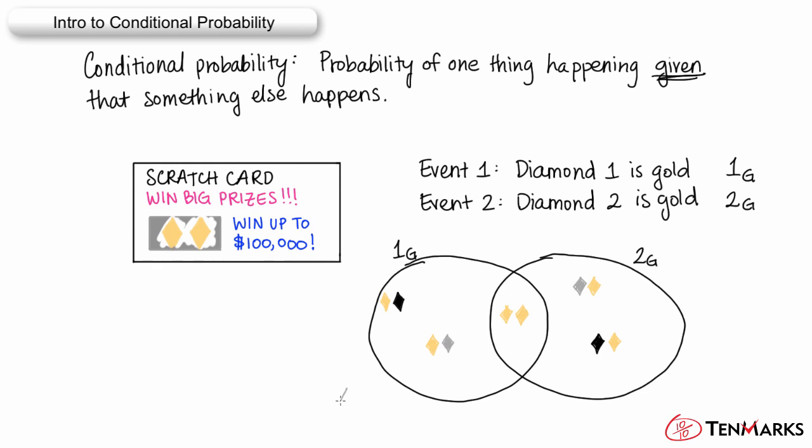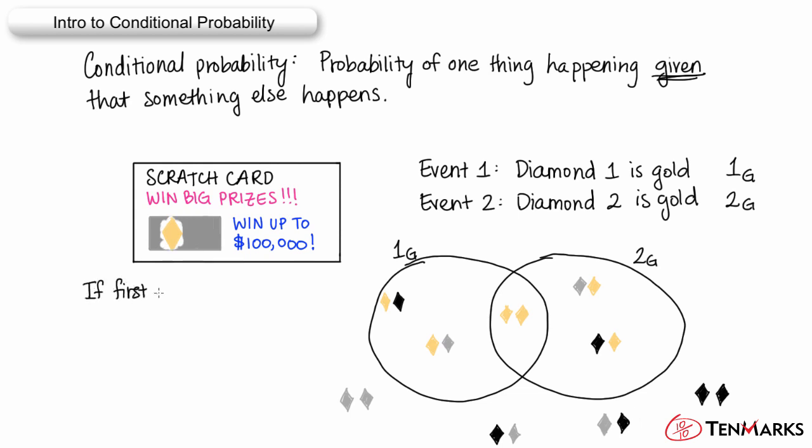Outside of these sets would be combinations where neither of them are gold. So you could get 2 silver diamonds, or you could get 2 black diamonds, or your first diamond could be black and your second one silver, or your first one silver and your second one black. So you see there are 9 possible options.